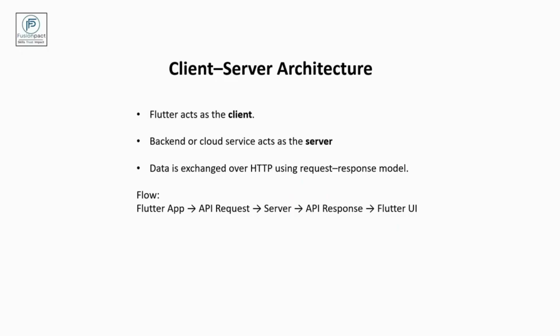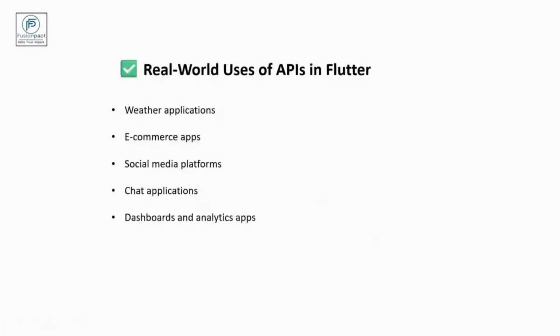Flutter uses APIs the same as other applications. The flow is: the Flutter app, then the API request, then the server. We can fetch all requests from the server. It gives the API response, and then the Flutter UI shows that to the user.